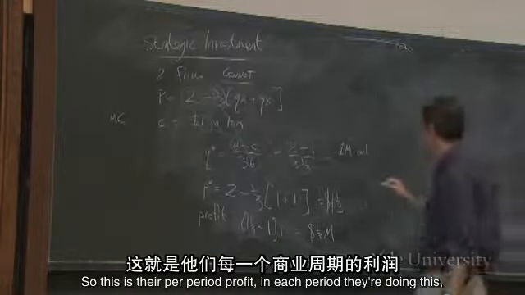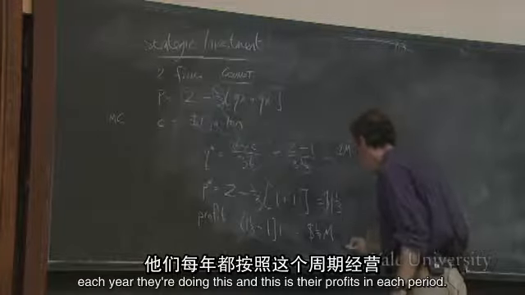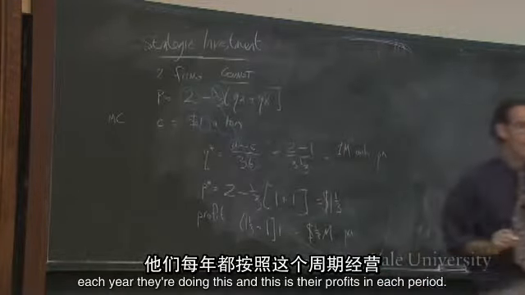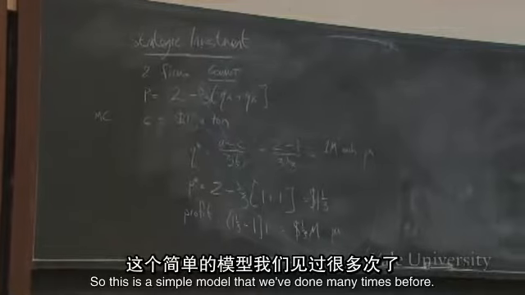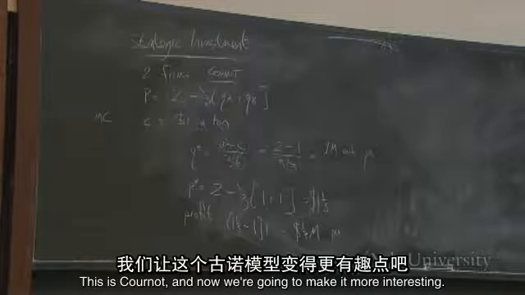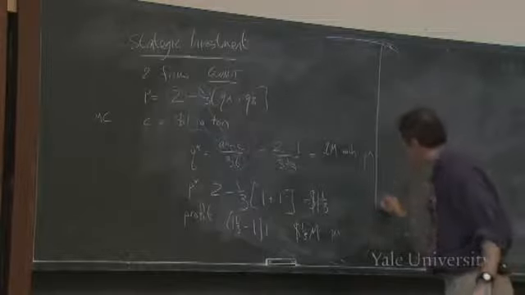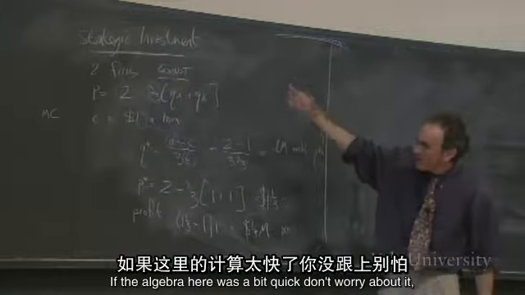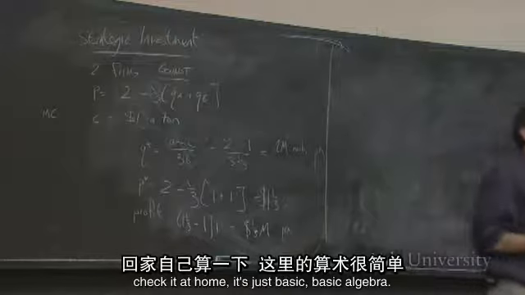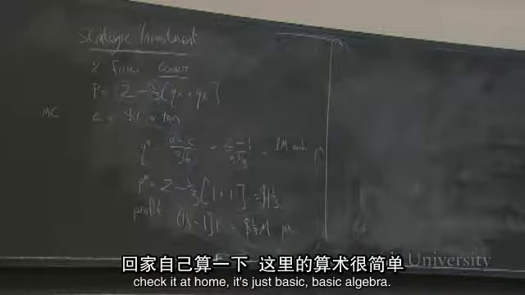All right? So this is their per period profit. Each year they're doing this, and this is their profit in each period. All right, so this is a simple model we've done many times before. This is Cournot, and now we're going to make it more interesting. If the algebra here was a bit quick, don't worry about it. Check it at home. It's just basic algebra.